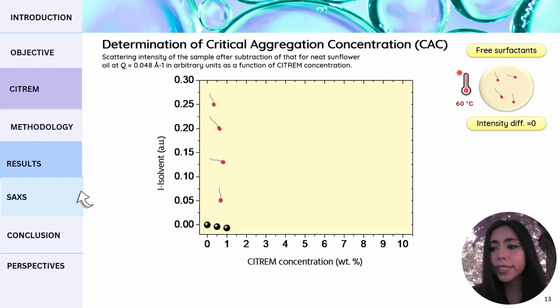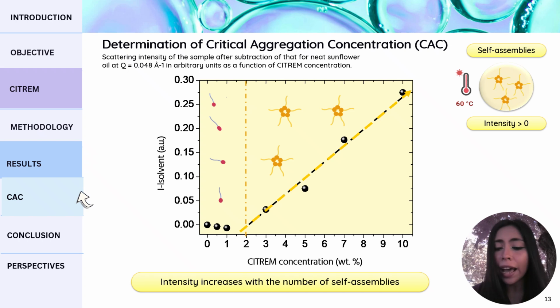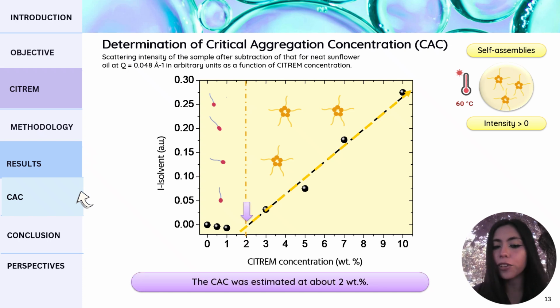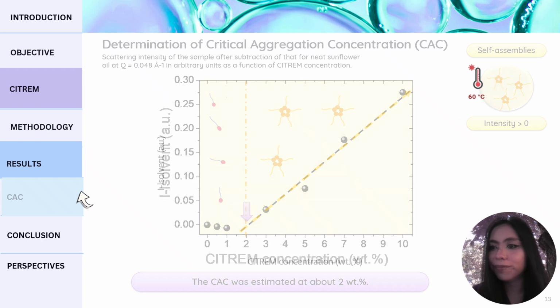Then we plotted the intensity at the lowest Q value and subtracted the solvent contribution to determine the critical aggregation concentration. In this case, we can see that at very low concentration, the intensity difference is zero. We have the free surfactants. But as we increase the concentration, the number of self-assemblies increases and the intensity also increases. And the critical aggregation concentration was estimated at about 2 weight%.